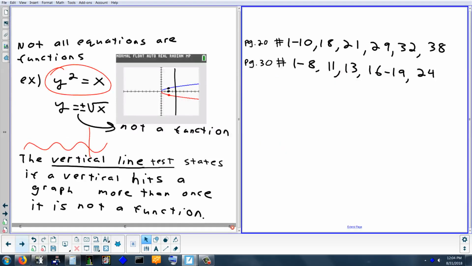Okay, so the homework tonight, first part is from 1.2. The second part is from 1.3. So page 20, 1 through 10, 18, 21, 29, 32, 38. And page 30, 1 through 8, 11, 13, 16 to 19, and 24. Okay, and that's due on the 10th.